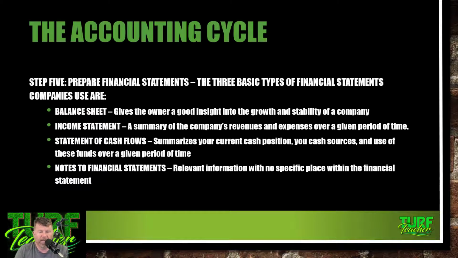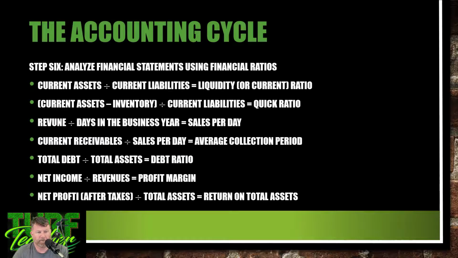Statement of cash flows. This summarizes your current cash position, your cash resources, and use of these funds over a given period of time. Note that these past two statements are over a given period of time, so they can change week to week, month to month. And then notes to financial statements. Relevant information with no specific place within the financial statement. So, this could just be general information that your accountant may want to pull out for you.